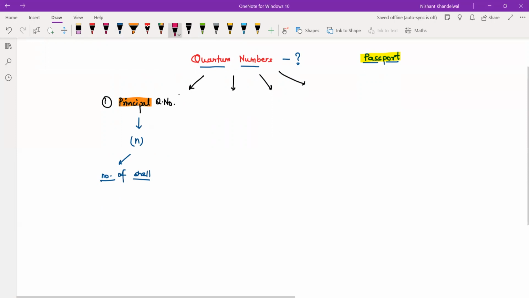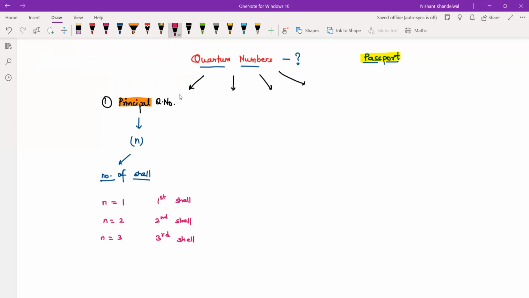Suppose n is equal to 1, what does it mean? First shell. If n is equal to 2, it means second shell. Shell, orbit, or energy level are all synonyms of each other. n equal to 3 is the third shell, and so on. So this is the basic information it is telling.